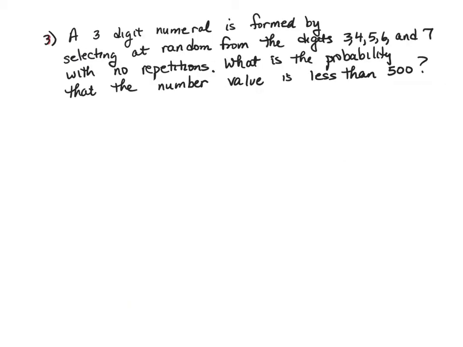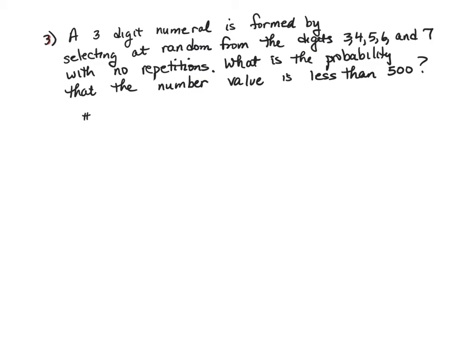Okay, now this is an interesting one that we can do without permutations, but let's look at it. A 3-digit numeral is formed by selecting at random from the digits 3, 4, 5, 6, and 7 with no repetitions. Okay, that's really important. What is the probability that the number value is less than 500?